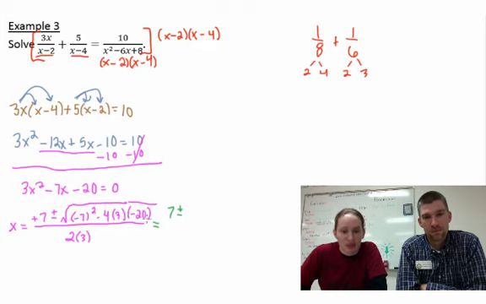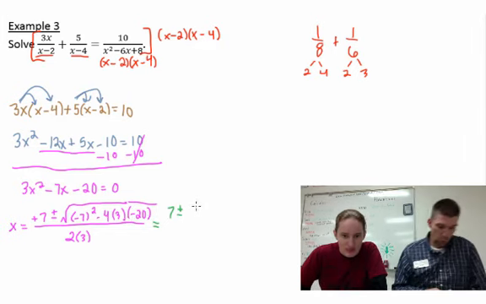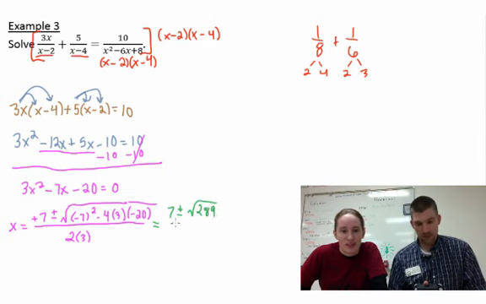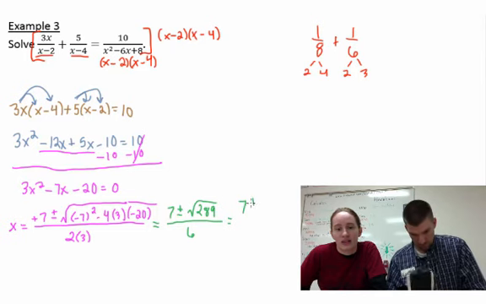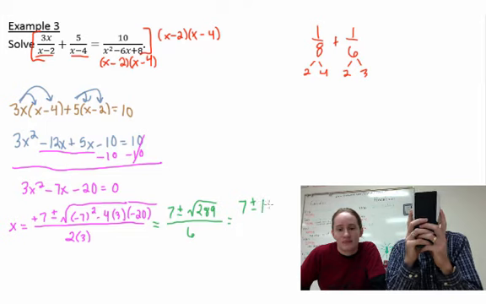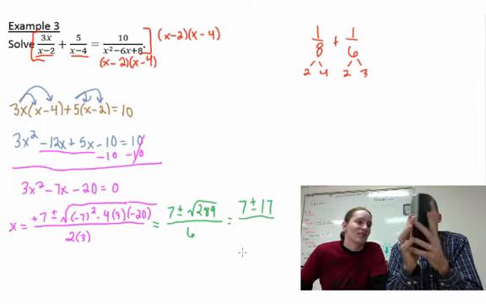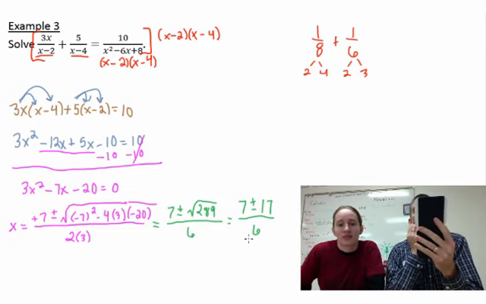49 plus 240. Oh, it's got to load. 289. Not that I doubt you, but I'm just going to double check you. Okay. Over 6. Keep teaching. I'll punch in the square root of 289. It's loading, so now you got to wait. Okay, here we go. The square root of 289 is 17.